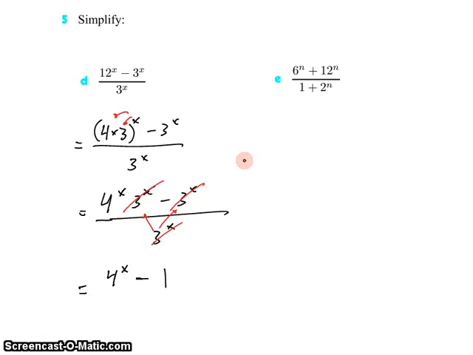I might try and do something similar over here, but you'll notice that in the denominator I have this plus, 1 plus 2 to the n. That's going to make things more difficult. That means that I need to find this whole term, 1 plus 2 to the n, in the top. My first thought was to look for 2 to the n, because 6 divides by 2 and 12 divides by 2. But I think there's a better way. I'm going to look for 6 and 12, because 2 times 6 is 12.